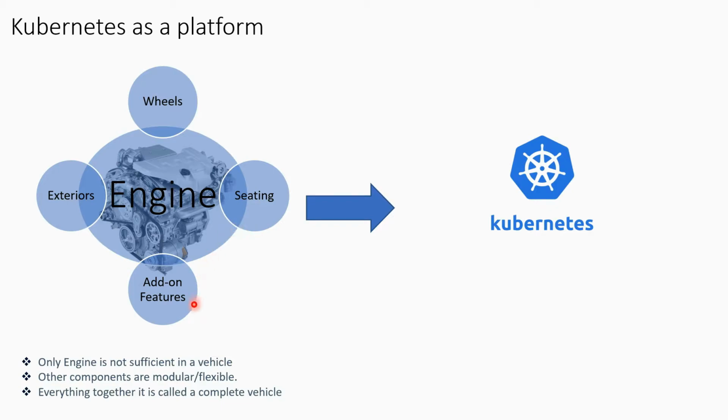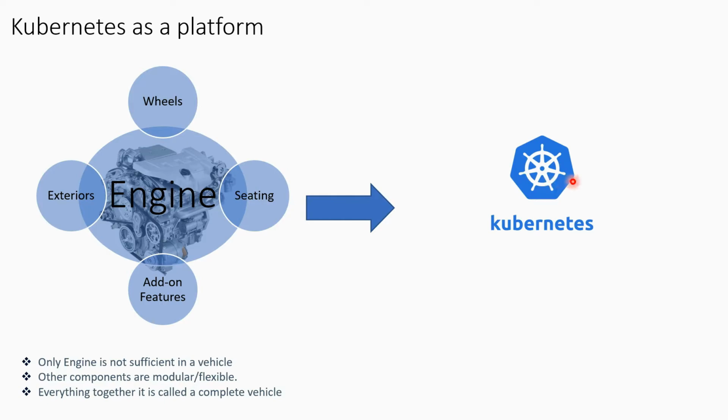Seating, like I can have normal seats, more comfortable seats, or ventilated seats, or any variations in seating. And there can be other add-on features that can be accommodated with this vehicle, and this whole thing combined can be called a car or a vehicle, right? So everything together is called a complete vehicle.